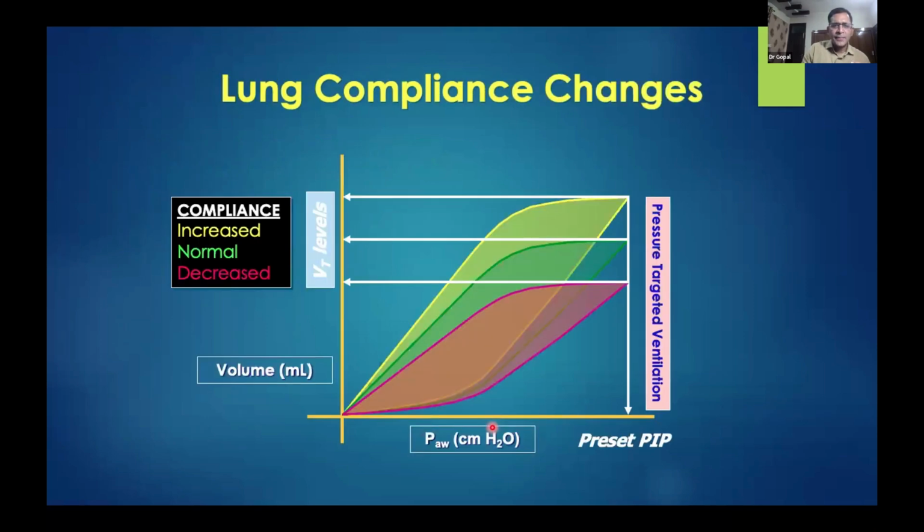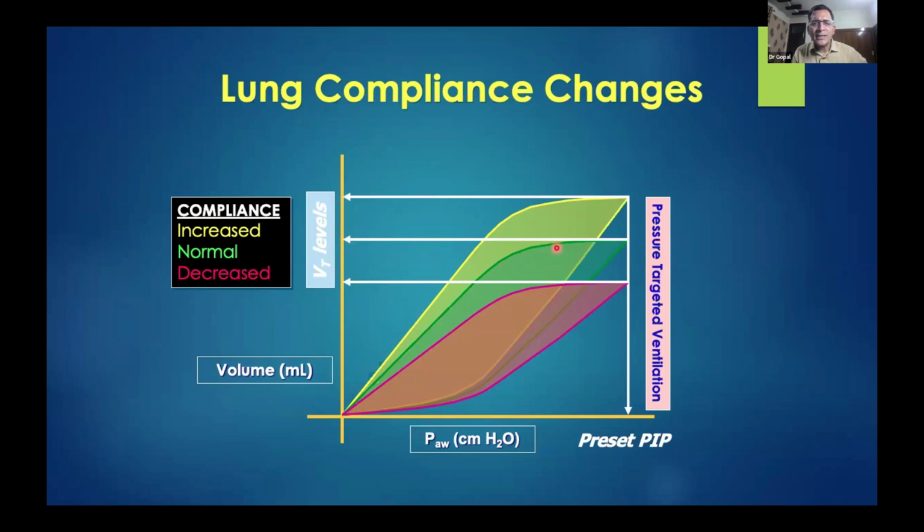Let's see. There are 3 loops here. The one in green is almost like an ideal compliance curve, 45 degree angle. The one here is slightly flattened, and here is slightly going up. But any day I would accept the green and yellow one. The one in red is slightly flattened. So with the same PIP, you get less tidal volume in the red loop, and slightly better tidal volume in the yellow and the green one.